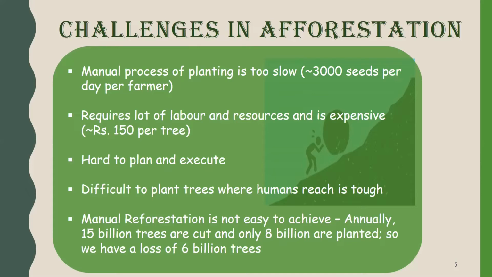And there are some places where we can't reach, so it is difficult for us. We can't plant trees over there. It's difficult to plant trees where humans can't reach. And the last but not the least, manual reforestation is not easy to achieve. So per year we cut around 15 billion trees and only plant about 8 billion trees. So there is a loss of 6 billion trees per year, which is very much.